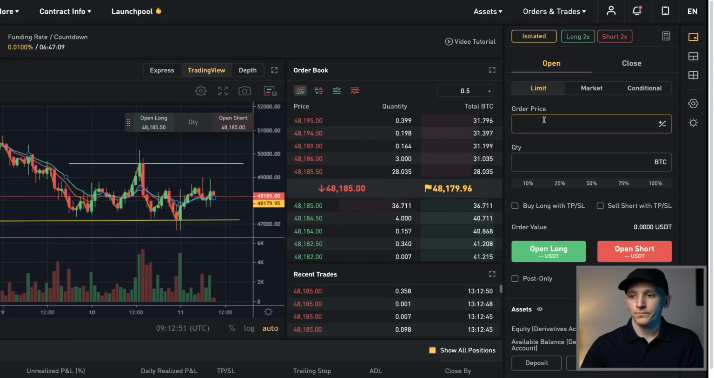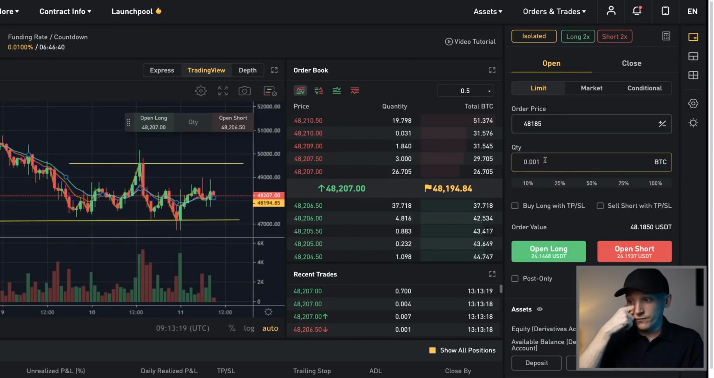Order price. So you can choose this. Obviously, you're going to have to choose a price near where it's trading. So let's put 48,185. So we can click on that. And then how much do you want to trade? You can come down and actually trade the amount of funds that you have on account. So let's do 10% or 25%. You can see that the order value right here is about $96. So you can change that any way that you want. Let's do 0.001. So that would be order value $48.